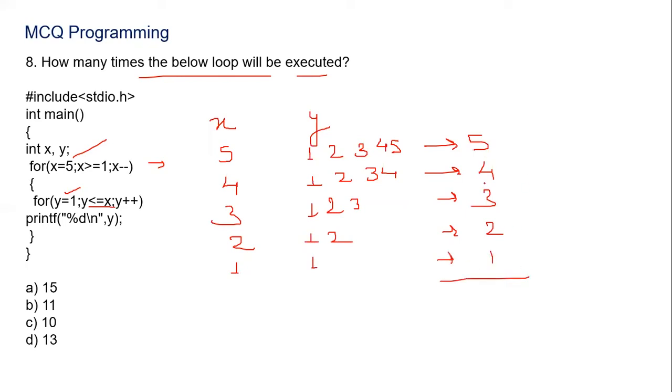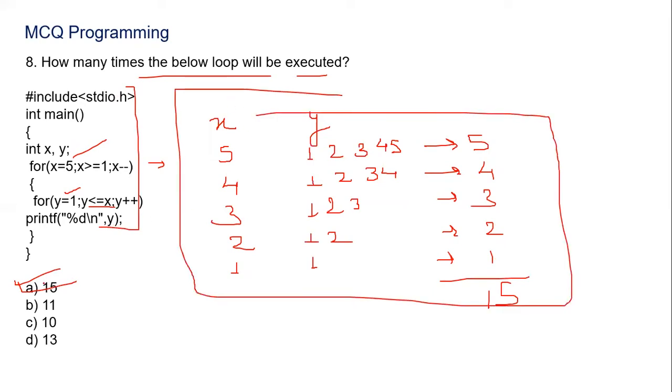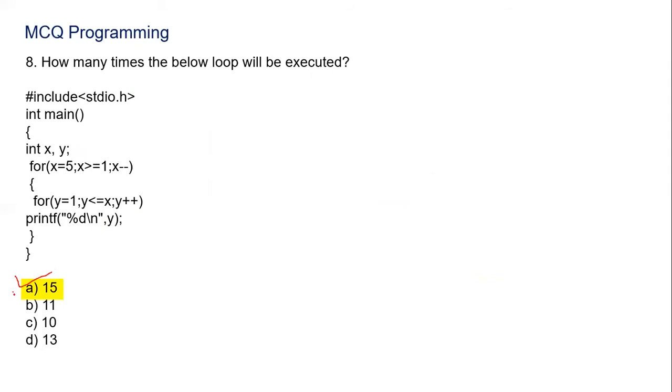Just add everything. 5 plus 4 is 9, plus 3 is 12, plus 2 is 14, plus 1 is 15. So the correct answer is 15. Okay, no need to run the program. We are dry running it, and we got the output as 15. So the correct answer is going to be 15.